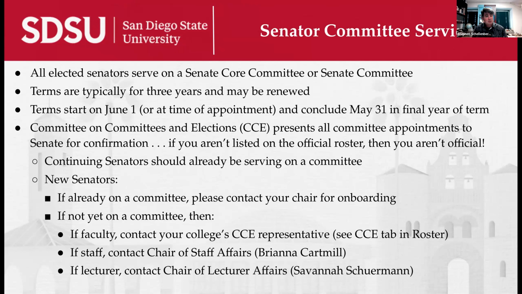So most continuing senators already are serving on some sort of committee. If you're a new senator, if you're already on a committee, definitely reach out to your chair for onboarding and check out the roster. If you're not yet on a committee, then if you're faculty, please reach out to your CCE rep for your college, and that is listed on the CCE tab and the roster. If you're staff, please reach out to the chair of Staff Affairs Committee, Brianna Cartmill. And if you're lecturer, please reach out to the chair of Lecturer Affairs, and that's Savannah Schroeder. Questions on committee service?